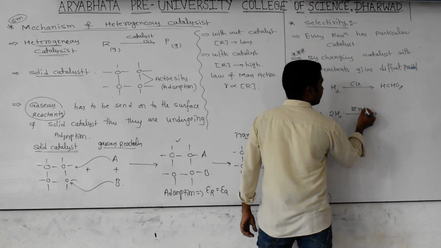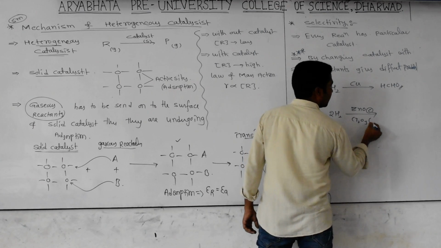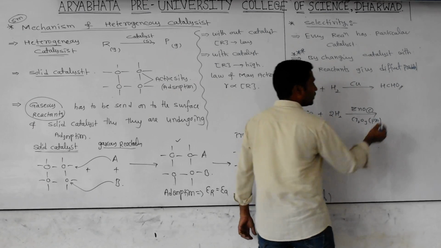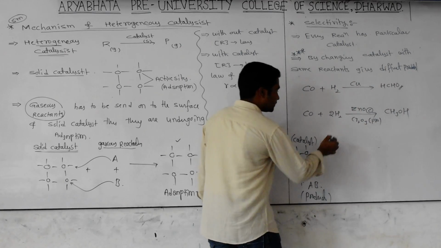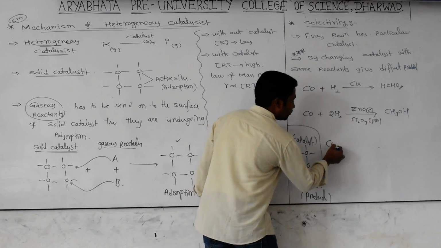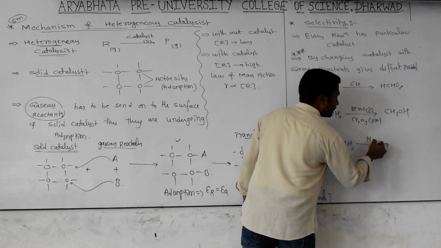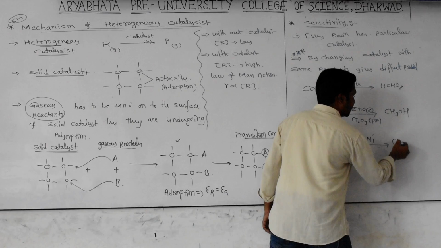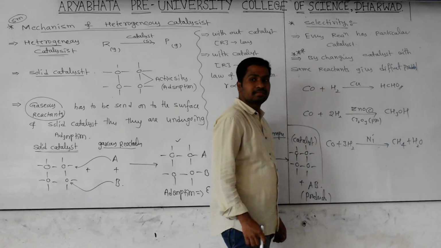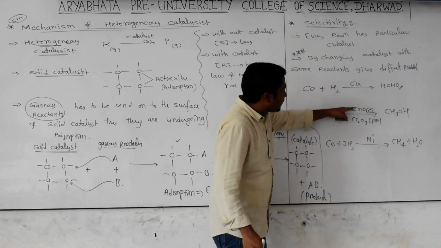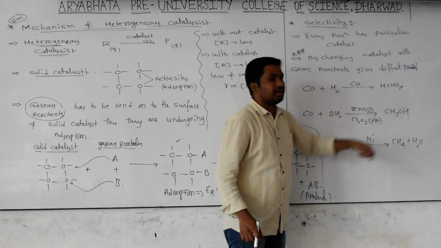Zinc oxide is the catalyst and chromium oxide is the promoter. What we get is methyl alcohol, CH3OH. Same thing, I am taking CO plus 3H2. In the presence of nickel, we get a different product again: CH4 plus H2O. What I am telling is, different catalysts with the same reactants give different products.